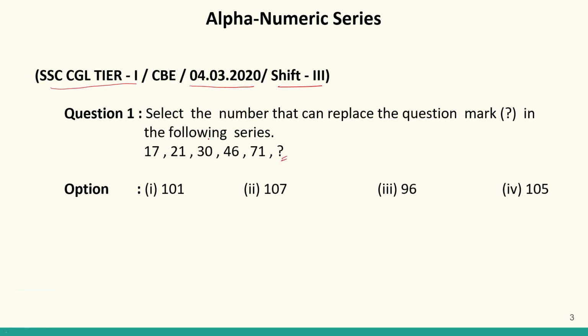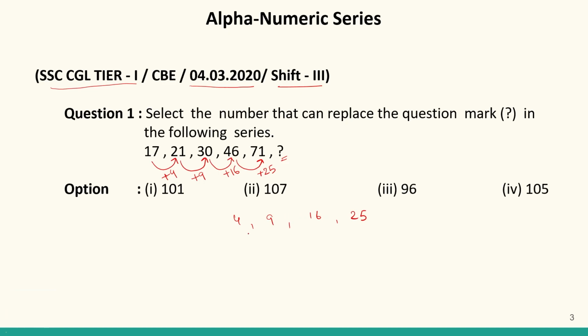So let us start. I can see from 17 to 21, there's an increment of 4. Yes. From 21 to 30, there's an increment of 9. Yes. From here, there's an increment of 16. And if I add 25 into this, will I get 71? Yes. So I can see the numbers are increasing by 4, 9, 16, and 25.